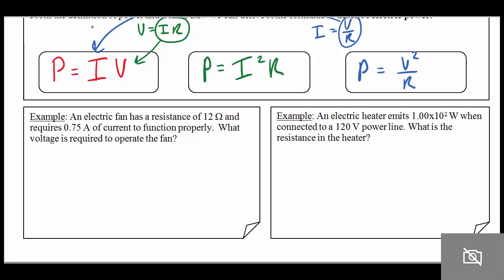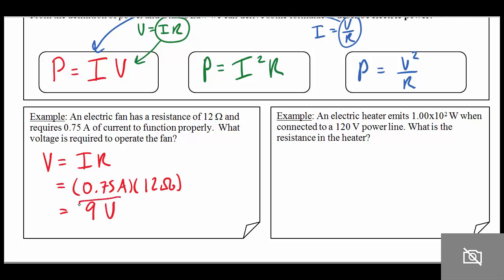So an electric fan has a resistance of 12 ohms and requires 0.75 amps of current to function properly. How much voltage is required to operate the fan? So voltage is current times resistance. If I need to draw 0.75 amps and the resistance is 12 ohms, then 0.75 times 12 ohms is equal to 9 volts. And that's my answer.